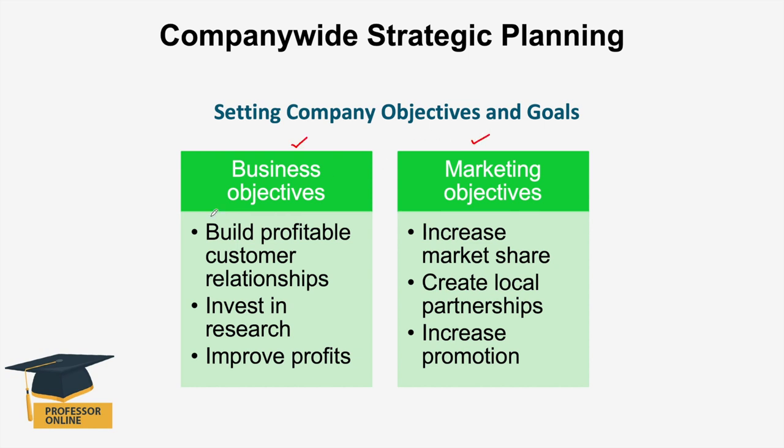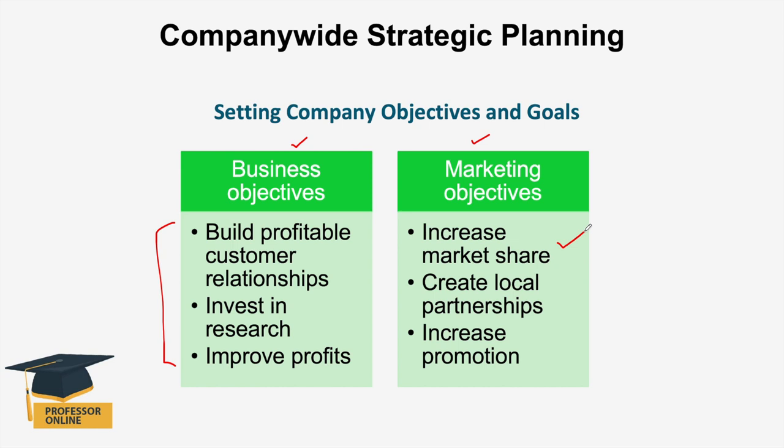For example, if we have a look at the first point here, your business objective is to build profitable customer relationships. You have to invest in research and you have to improve profits. So your business decides that we have to focus on these three things in our business. So as a marketer or a marketing department, what will be your objectives? You will focus on increasing market share.